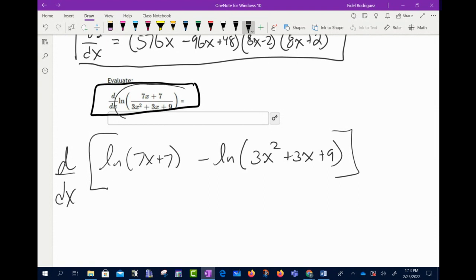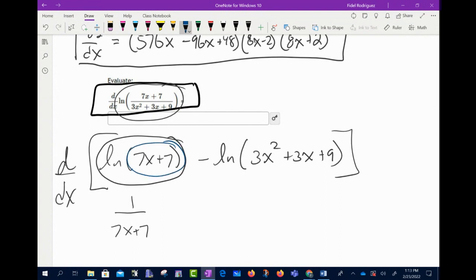So think about it this way. This is your y. You're taking the derivative of that, right? Okay, so look, let's take a look here. If we wanted to find the derivative of the natural log of 7x plus 7, what would we have to do? Everybody agree 1 over 7x plus 7? Remember, because the derivative of the natural log is going to be 1 over whatever I'm taking the derivative of, times, y'all, the derivative of this guy. So what's the derivative of 7x plus 7? Good.